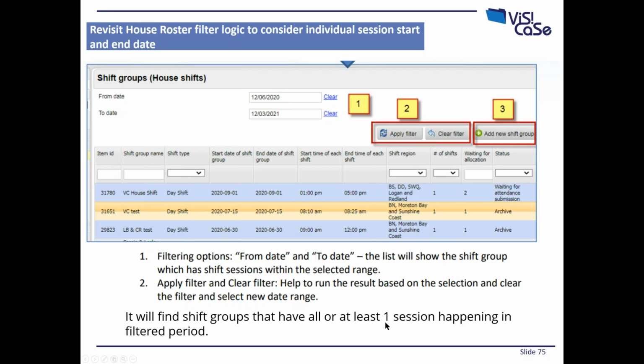For example, there are like 100 sessions, but there is only one session which is falling under this duration, and all the 99 other sessions are outside this duration. The system will still show the shift group.